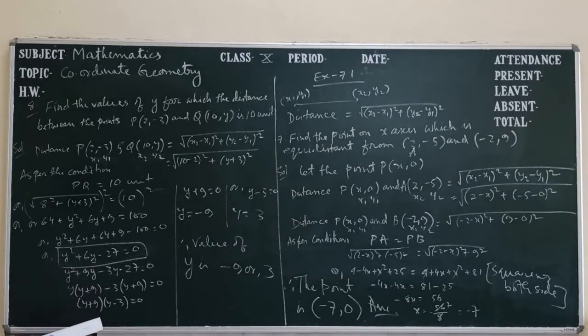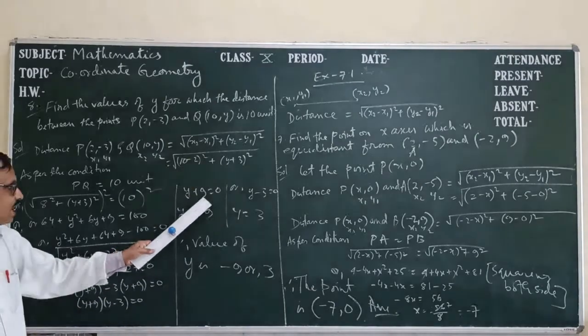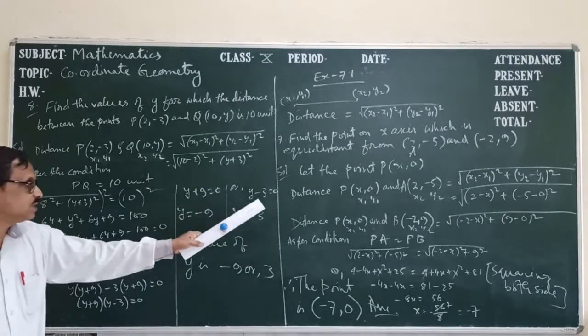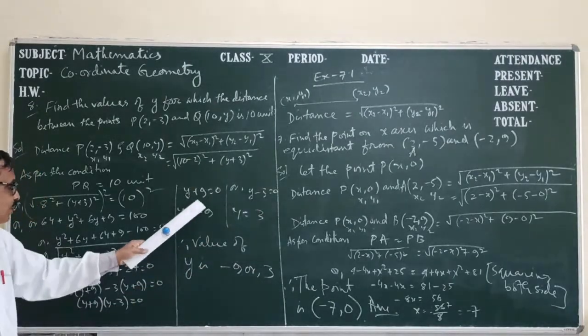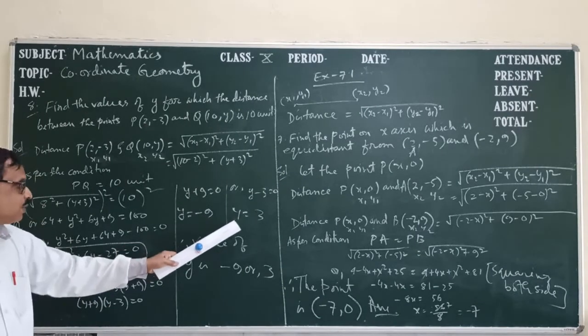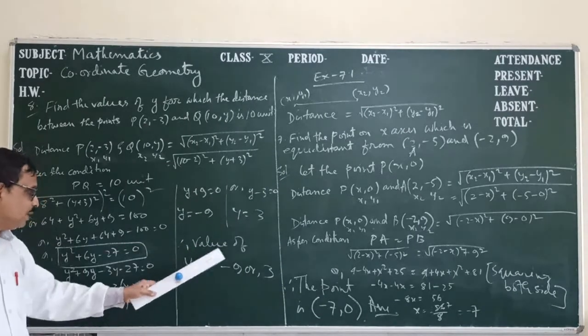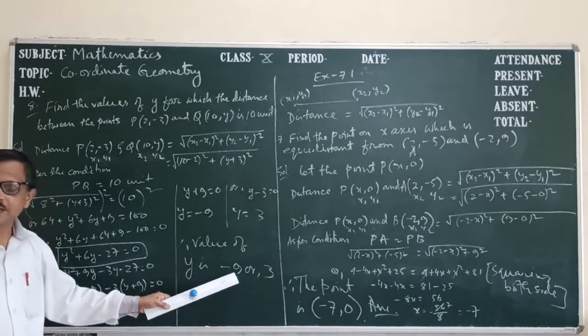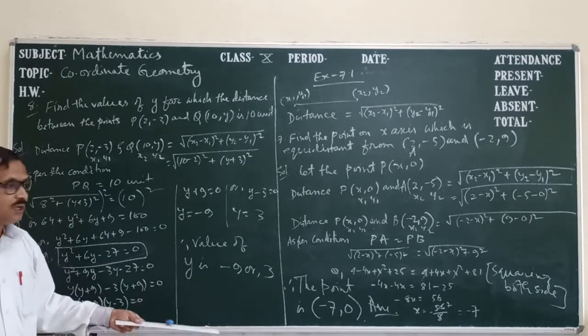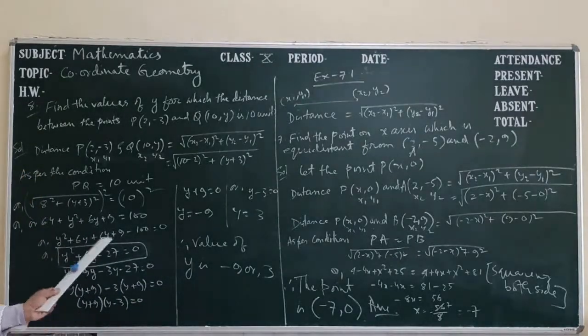Now we solve this by middle term factorization to find the value of y. By middle term factorization we get (y plus 9) and (y minus 3) equal to 0. So y plus 9 is equal to 0 or y minus 3 is equal to 0. Then y is equal to minus 9 and y is equal to 3. So the value of y is minus 9 or 3. In such a way we solve question number 8.